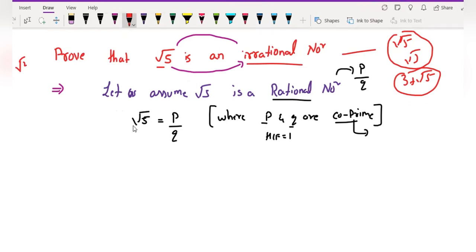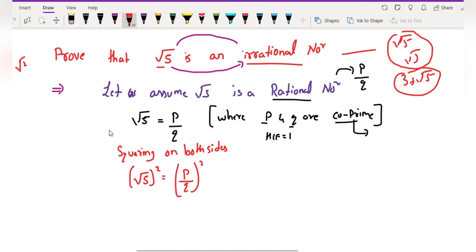Next, what am I going to do? Squaring on both sides. If I square it on both sides, root 5 whole square is equal to p by q whole square. The square and root cancel, so what we get is 5 is equal to p square by q square.